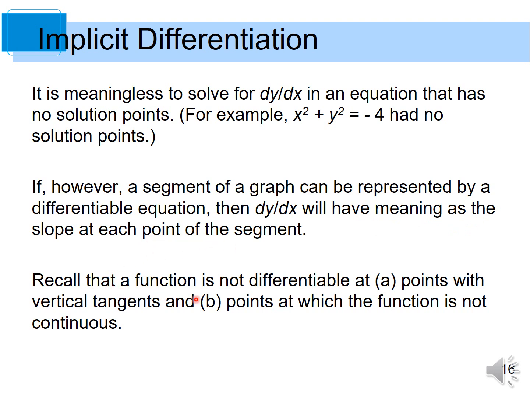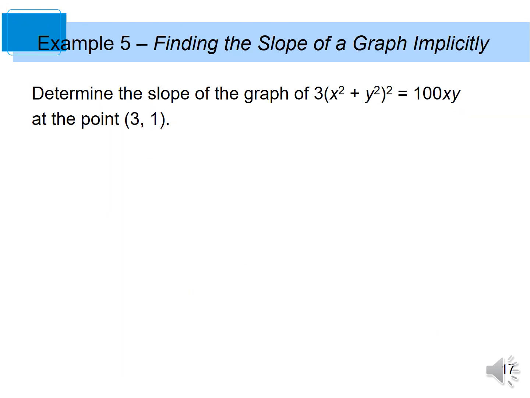Recall that a function is not differentiable at points with vertical tangent, and at points at which the function is not continuous. Determine the slope of the graph of this function at the point (3, 1).